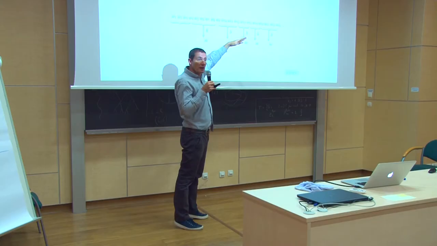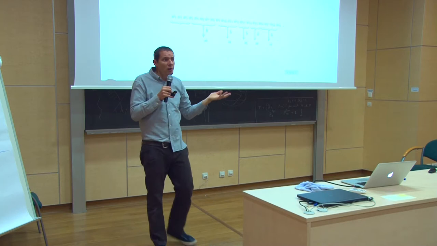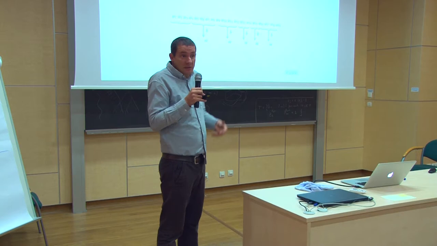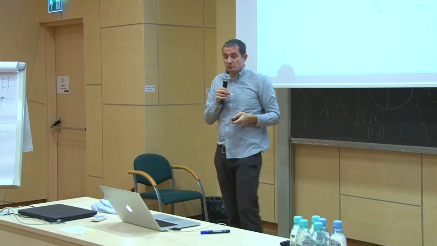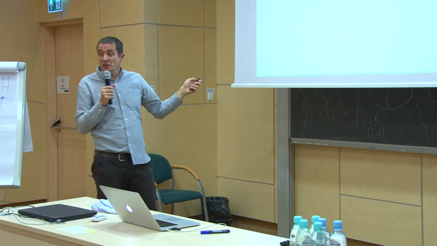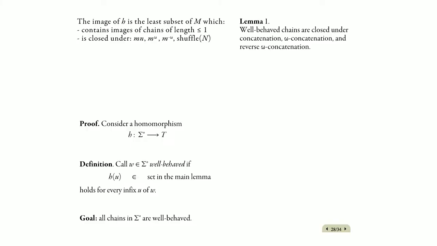So essentially, all I really need to show is that the entire chain has its value in the set. And here I just use the Ramsey argument exactly as I did before. I apply the Ramsey theorem, bam, bam, bam. Here I get M omega, here I get something, and I compose. So well-behaved chains are closed under these operations. This is where we're using this Ramsey argument. So that's the first step.